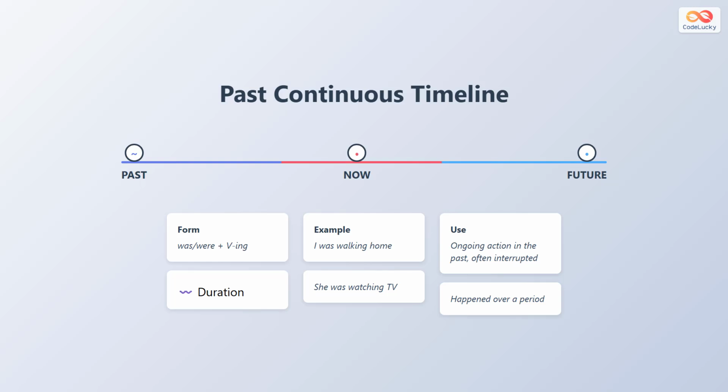Now let's explore the past continuous tense. The past continuous describes an action that was happening or ongoing in the past, usually over a period of time. We form it with was or were plus the base verb with -ing. For example, I was walking home, or she was watching television. The past continuous is often used to show that an action was interrupted by another action in the past.